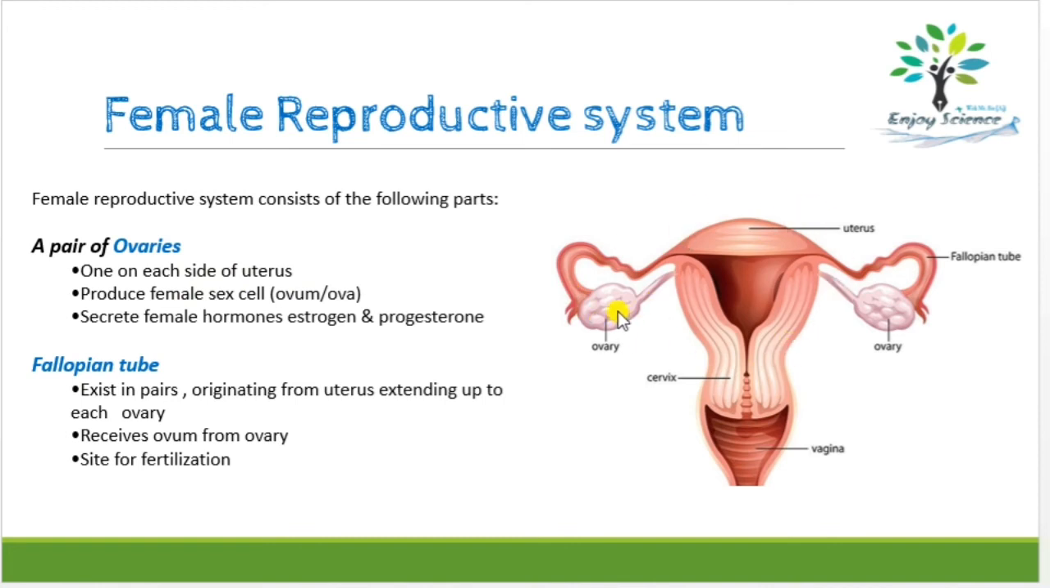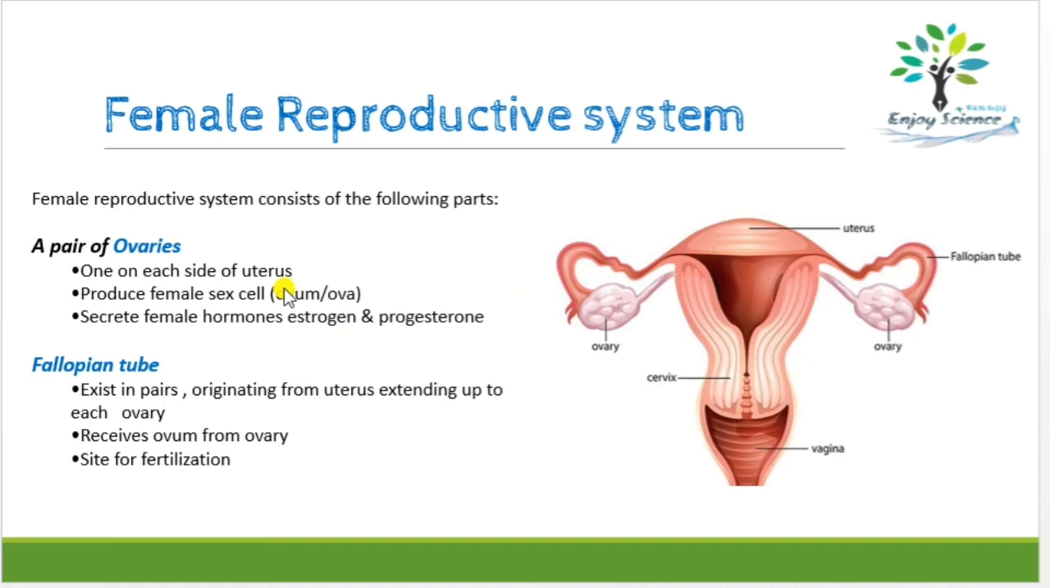So ovaries are located on each side of the uterus, and the function of the ovary, as I said, is to produce ovum and also to produce hormones called estrogen and progesterone. So ovaries are also another example of a heterogland.